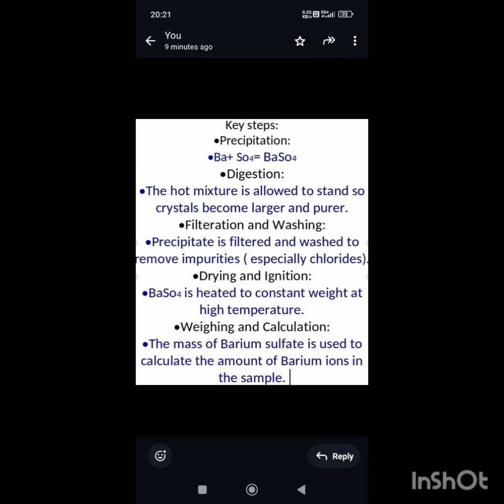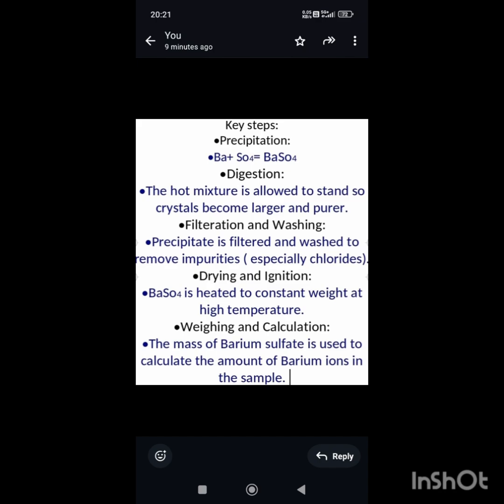Key steps. First one, precipitation. Ba2+ plus SO4 2- gives BaSO4. Second one, digestion. The hot mixture is allowed to stand so crystals become larger and purer. And third one, filtration and washing. The precipitate is filtered and washed to remove impurities, especially chlorides.